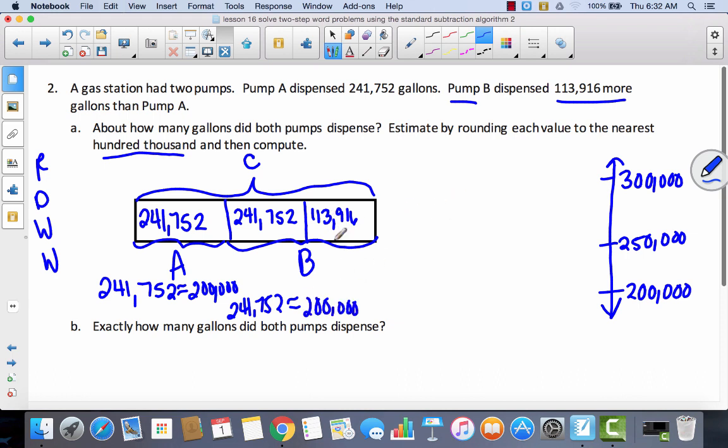And now I'm going to estimate 113,000. Again, don't draw this vertical number line. I just want you to watch. We're trying to get to a place where we can do this in our head.